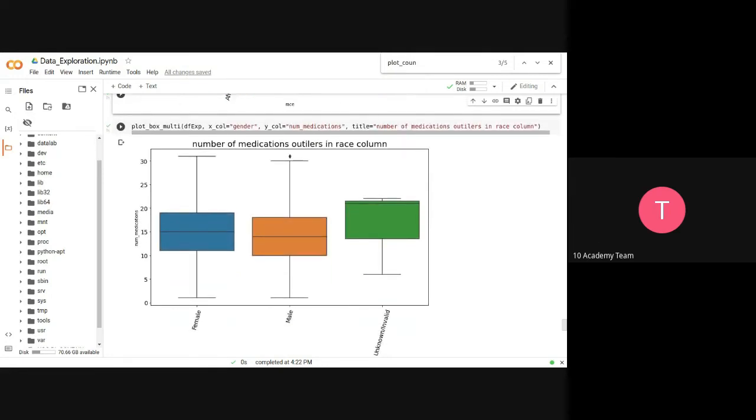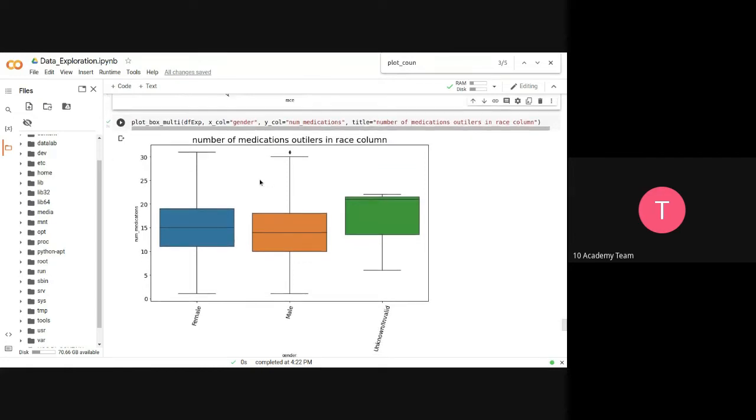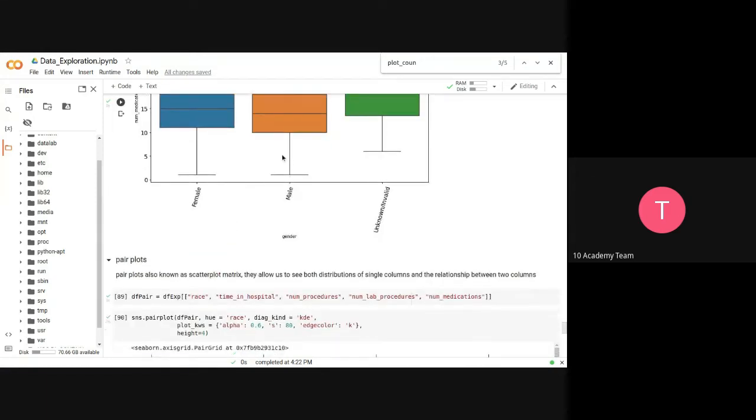And here what we're trying to see is the number of medication outliers over on the gender column, which is something similar to what we did above. We have the number of medications. We get an outlier over on the male distribution. So in one or a couple of male patients, the number of medications was significantly higher than the data distribution that we'd like to look at. So you might remove that outlier or decide to do something else.